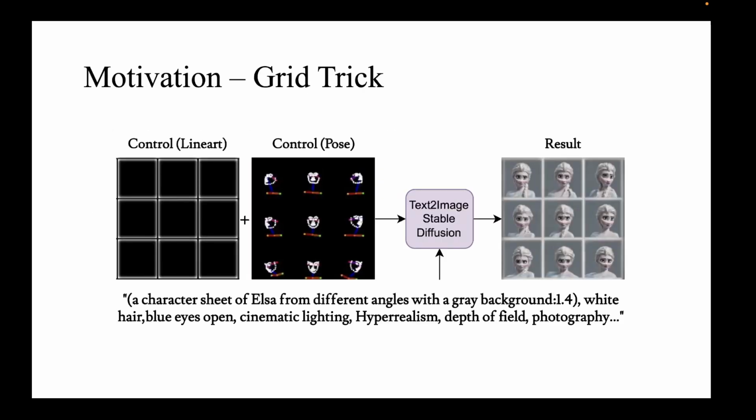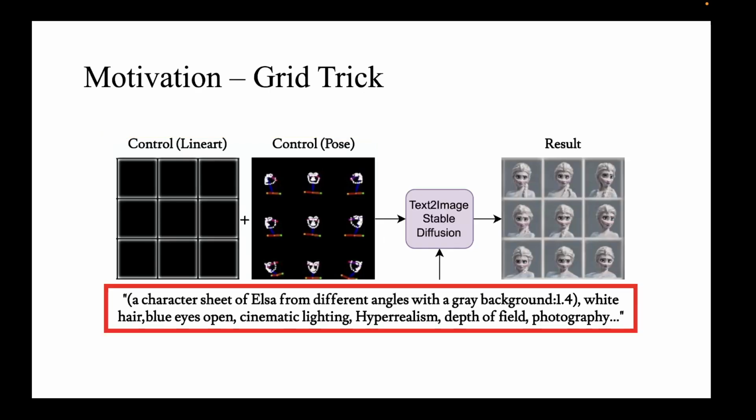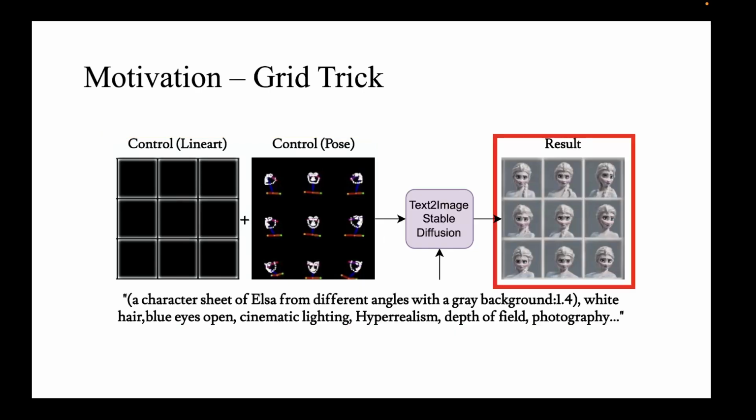Our inspiration comes from a phenomenon called the grid trick, also known as a character sheet, which is a popular hack in the art community. This approach allows for applying a consistent style to all images in a grid using a T2I model, as shown in the figure. As illustrated in the figure, when the model is provided with conditions such as line art and the pose of each frame in a grid shape, 3x3 in this case, and given a text prompt, it can produce a grid where each generated character remains consistent across all sections.